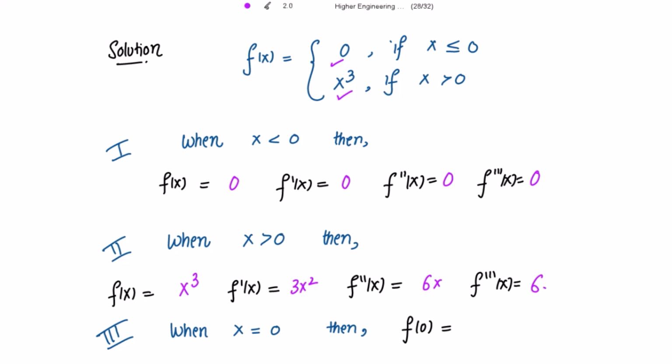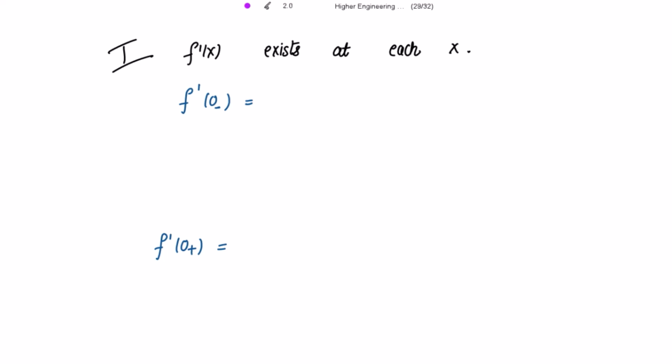And when x equal to 0, we get the value of f(x) at x equal to 0 to be again 0 because we are having this value for x less than equal to 0, right? So this is 0. So let's first check f dash x exists at each x or not, right? For that, we have to calculate the first left-hand derivative for this. So the formula for the left-hand derivative is limit x tends to 0 minus [f(x) minus f(0)] divided by x minus 0.